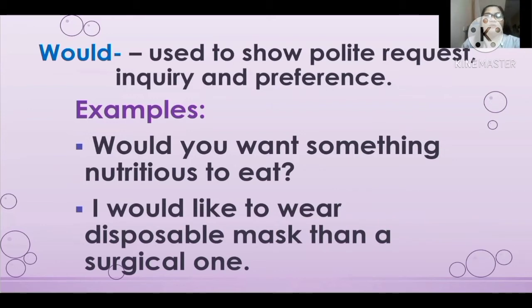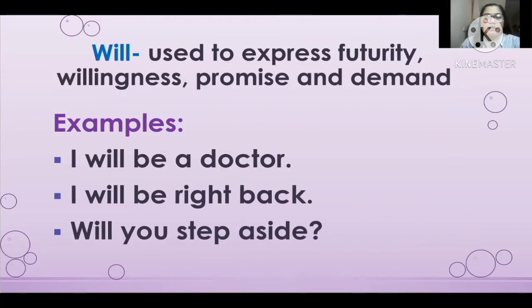Okay. Will is used to express futurity, willingness, promise, and demand. So in this modal verb, there are a lot of uses. So let's have first futurity. When we say futurity, these are the actions that are not yet happening. Okay, and then when you say willingness, the second use of the modal will, you have the guts, or you are willing to do or able to do a certain thing. And then promise and demand.